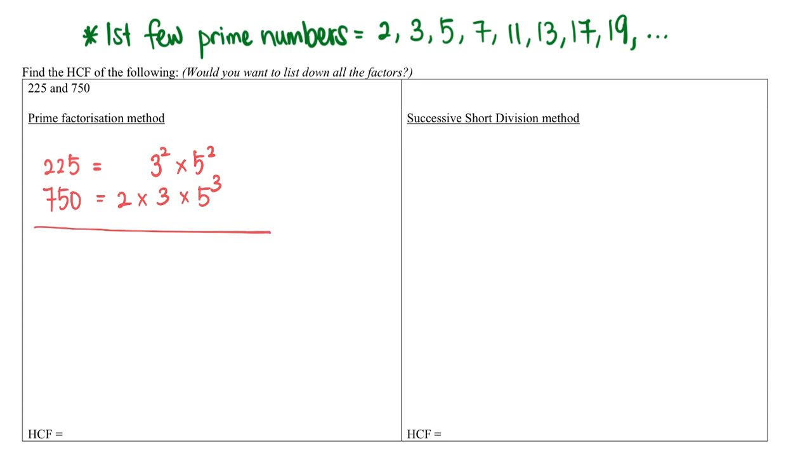And the HCF is simply choosing the common factors, and the factors that have the lowest power. That is the method that we have discovered. So comparing 3 square and 3, I would choose 3 because 3 is 3 power 1. 5 power 2 and 5 power 3, I would choose 5 power 2. And therefore, I will get my HCF, which will be equals to 75.